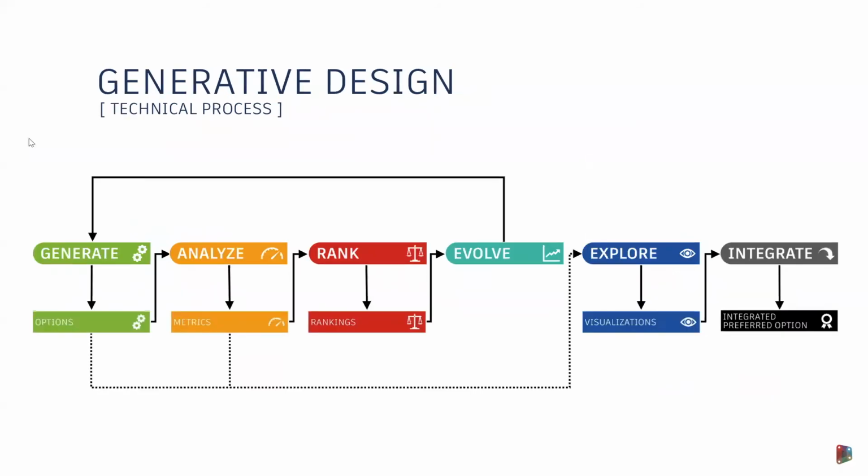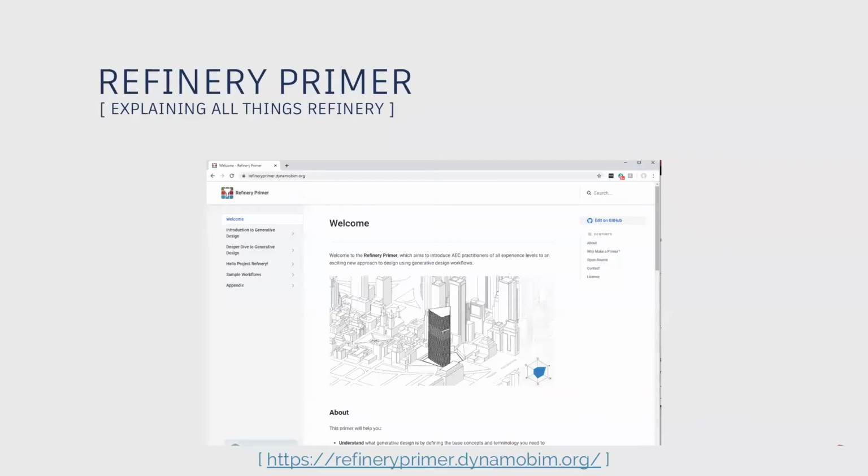So in a more technical process, we're talking about the generation of options that moves through to then be analyzed using metrics. So you set up your own metrics for this. You can then rank these based on the metrics, evolve them closer towards optimality to find your evolved or optimal design, and then at the tail end the human being, or the designer, goes through a visualization process, and then integrates their chosen option and finalizes the design in traditional methodology.